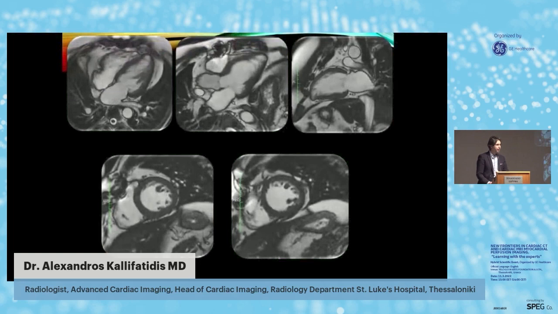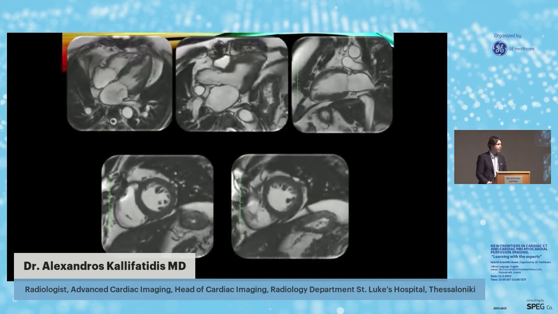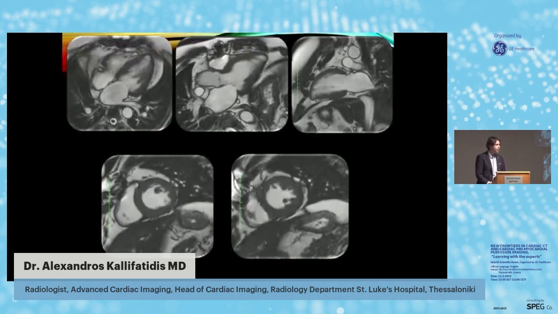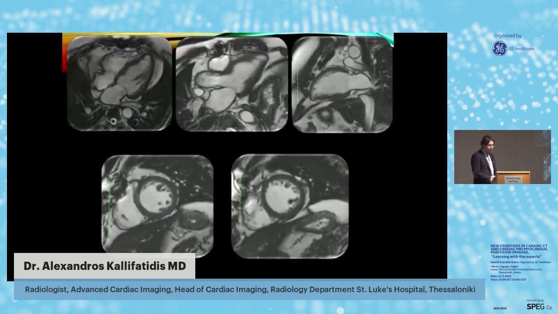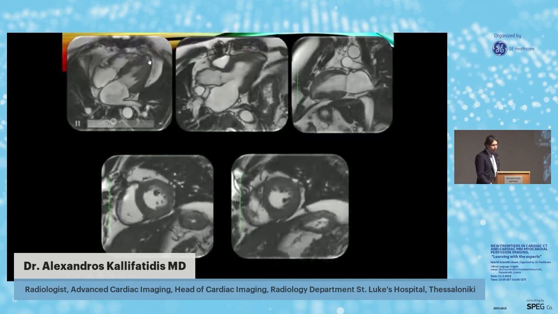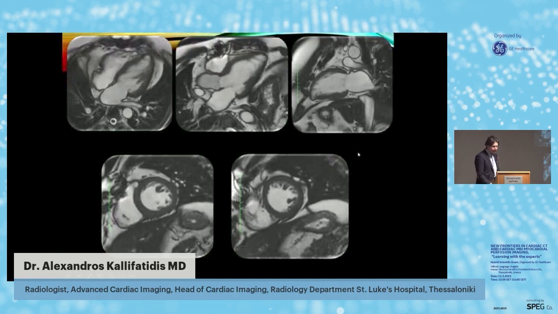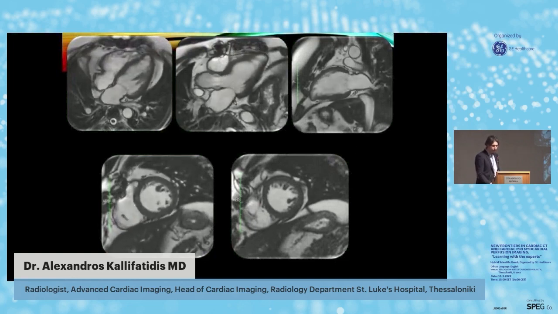And here are the cine sequences in long axis and some representative short axis slices. As we can see, we have a preserved ejection fraction. We have some abnormality in the wall motion, especially here in the apex. We see some probable dyskinesia, but globally we have a preserved ejection fraction.